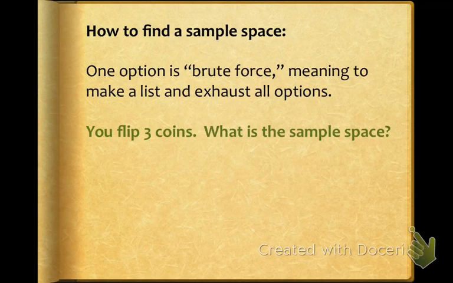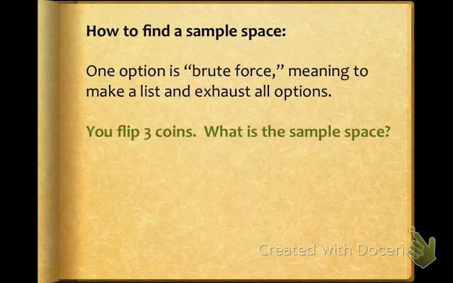So how do we find a sample space? Well, one option is a brute force method, meaning you're just going to start making a list and hope that you get them all. So here's an example. We flip 3 coins. What is the sample space for this scenario? What are the possible outcomes?